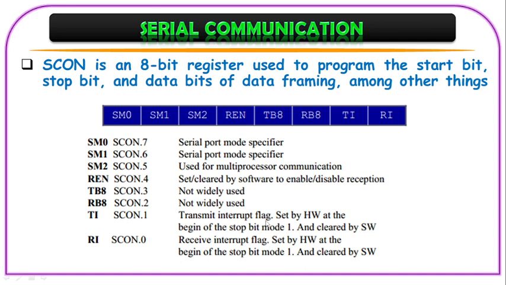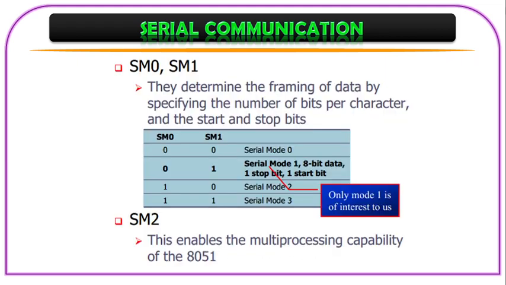It will be set by the hardware, the 8051, once the transmission is over. That is, when the stop bit is transmitted, this flag will be 1, indicating that one transmission is over, one frame is transmitted. Similarly, when one frame is received, the receive interrupt flag will be set. It will be set by the hardware and it can be cleared by the software. Software means by writing an instruction, by writing a program, you can clear this. So the SBUF register and SCON register are the two registers used for serial communication.